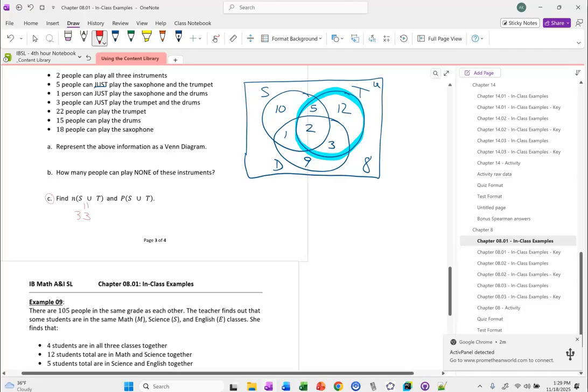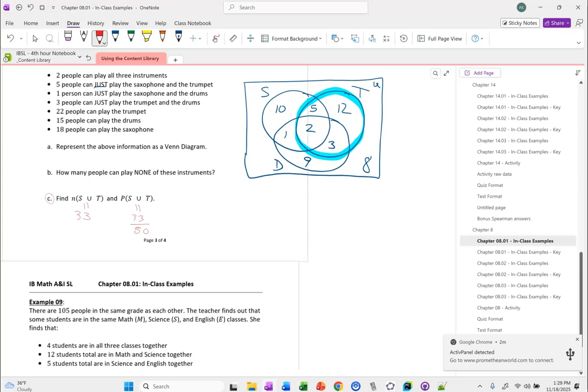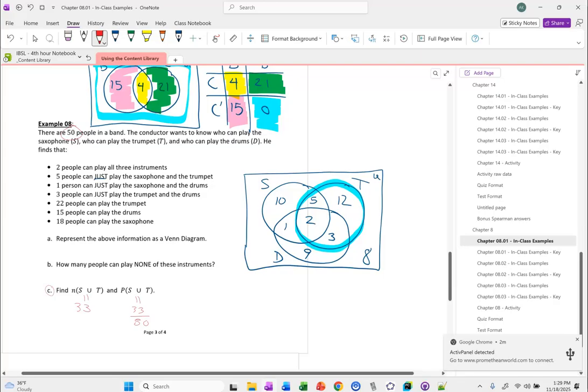Okay? Then we want to get the P of S union T. What does that P out front stand for? Probability. Great. So what's the probability that you've chosen something in S union T? 33 over 50. Yeah, thanks, Sam. Where'd the 50 come from? It's the total. That's 50 total objects in here. So you add the other 17 to the 33, you get 50, or you could have remembered from the very beginning there, 50 total when we start.